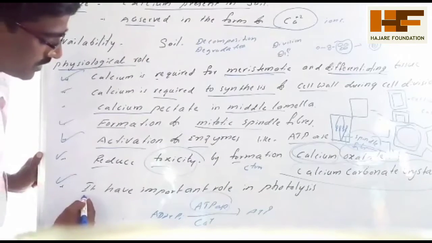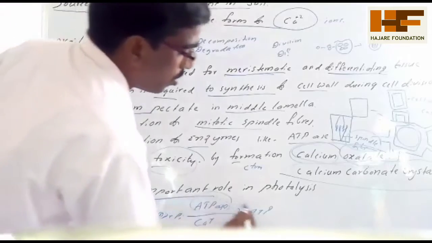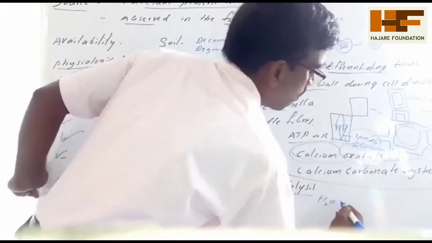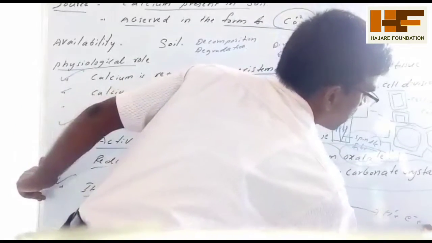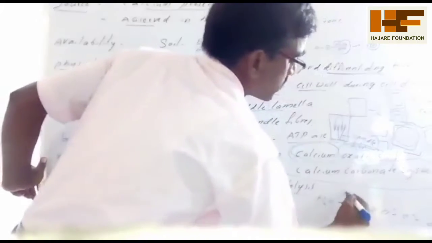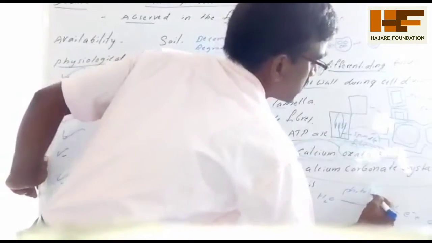The last function is that it has an important role in photolysis, that is, the splitting of water molecules. Water molecules split into protons as well as electrons as well as oxygen. This is called photolysis. In this photolysis process, calcium ions are important.